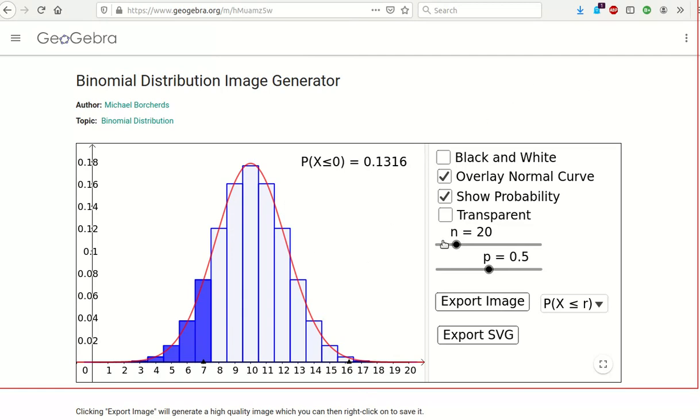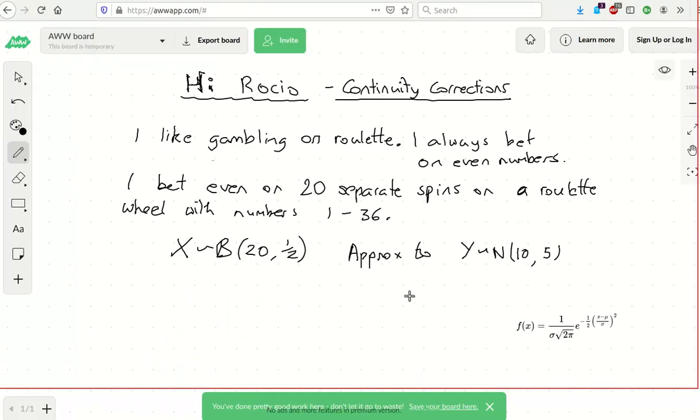Now, how does the approximation work? Well, the approximation is just saying, okay, the continuous case, the normal distribution case there, is extremely similar in shape to the discrete case. And as you can see, it genuinely is. Well, let's say that I didn't want to lose. If I'm betting on even every time, I wanted to work out the probability I get 7 or fewer.